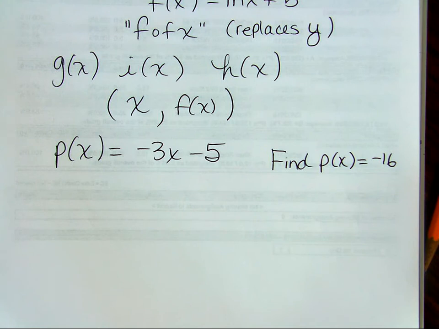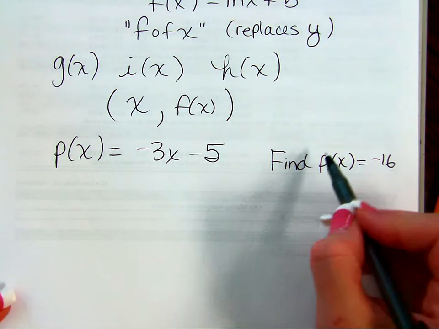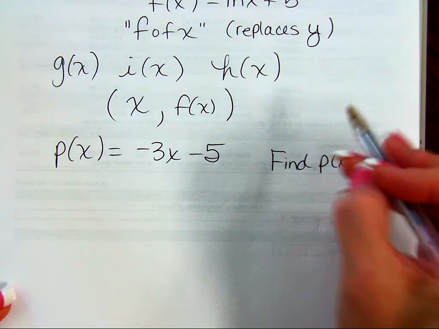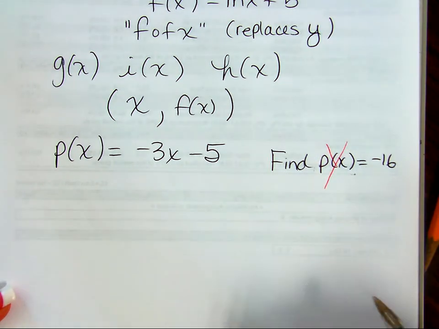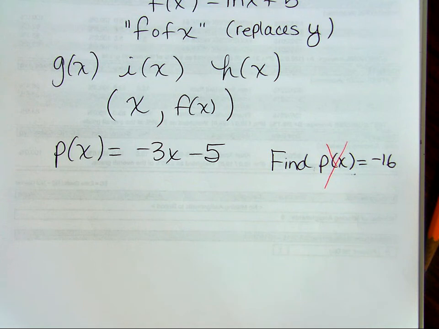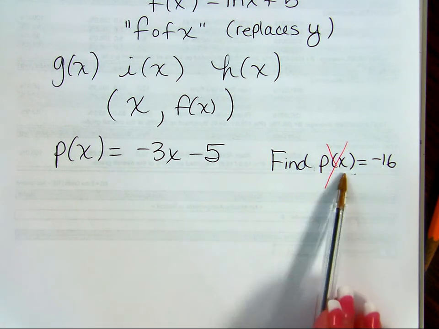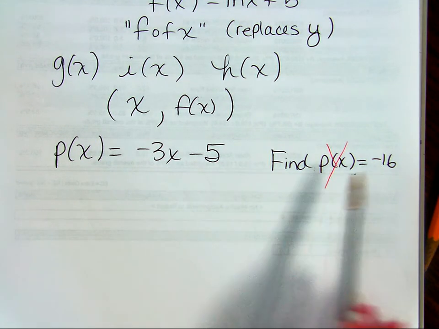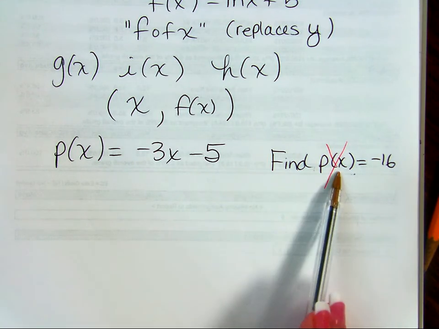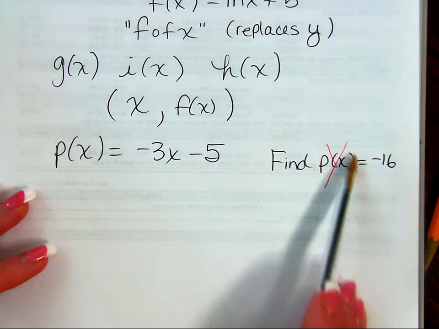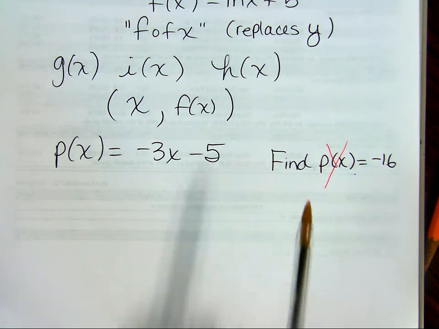So now you have to ask yourself, what does p of x really mean? Y. Oh, so now the only thing I have to ask myself right now is, where do I put negative 16? There's only two places it can go. It can go here or here. Well, what is it? Is it x or y? It's y. Even though there's a big old x there? Yes. P of x is the same as y.